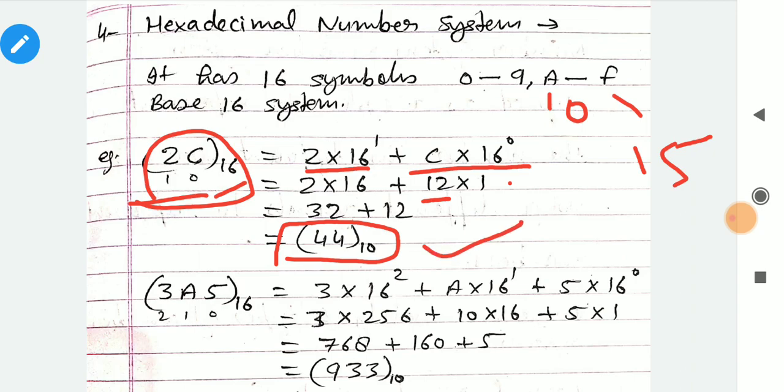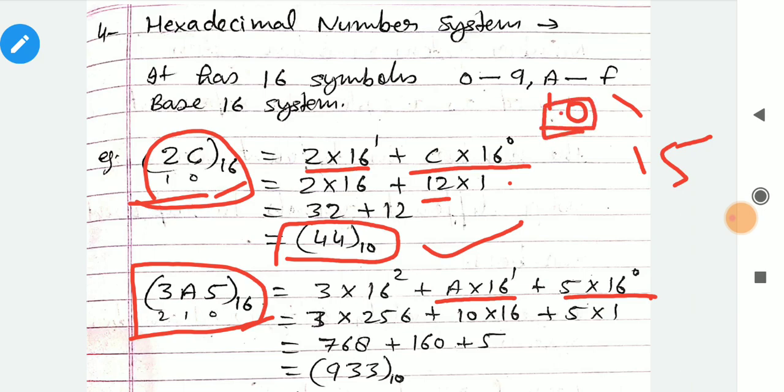In the same way, taking another example, suppose the number is 3A5. It is another hexadecimal number. Here 3 is at second position, A is at first position, and 5 is at 0th position, and the base is 16. Expanding this, the number can be written as 3 into 16 to the power 2 plus A into 16 to the power 1 plus 5 into 16 to the power 0. And as you know, A represents 10 in this number system.